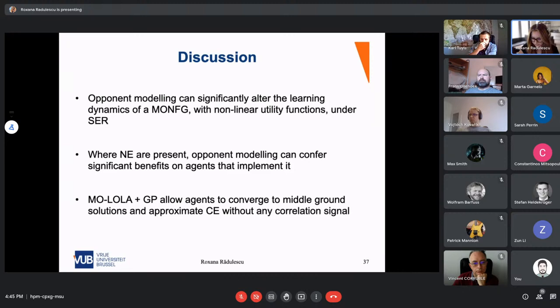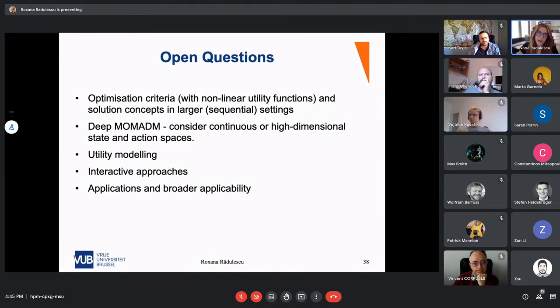Now, there are numerous future directions to explore in this domain. Basically, I feel we have just scratched the surface. One can further explore the link between multi-objective optimization criteria and solution concepts with nonlinear utility functions in both stateless and stateful settings. For challenging real world applications, of course, it will be necessary to develop methods that consider continuous or high dimensional state action spaces. So an important next step is, of course, to extend deep RL methods to multi-objective, multi-agent settings.